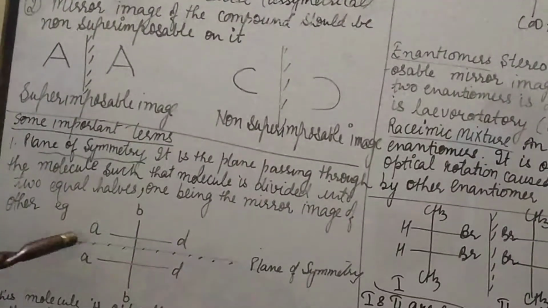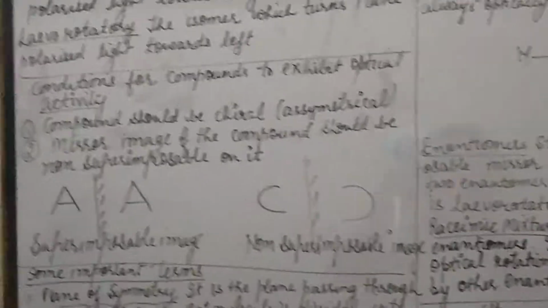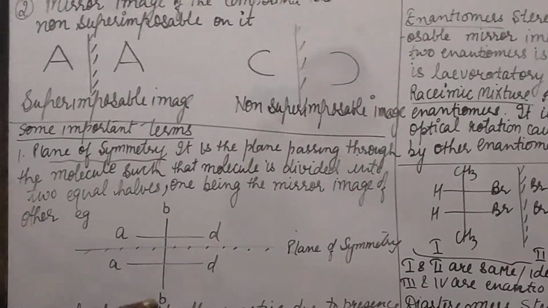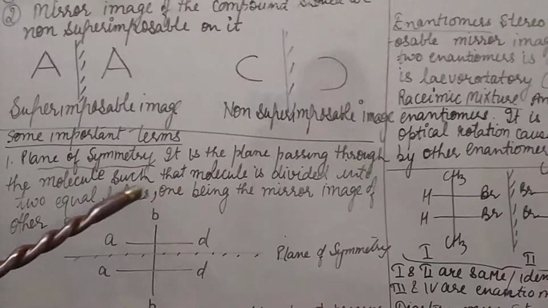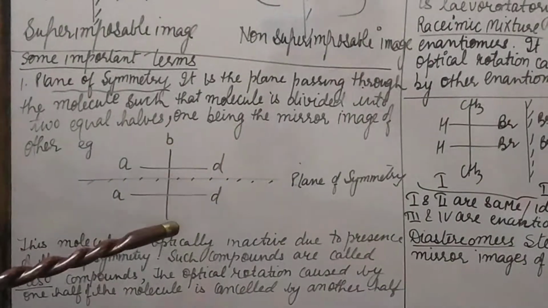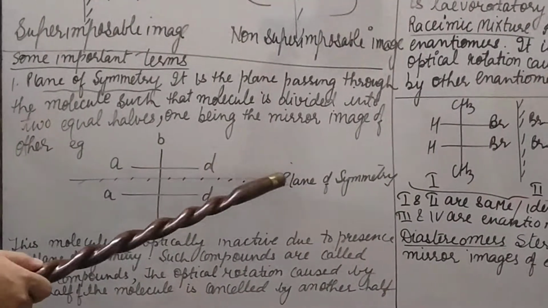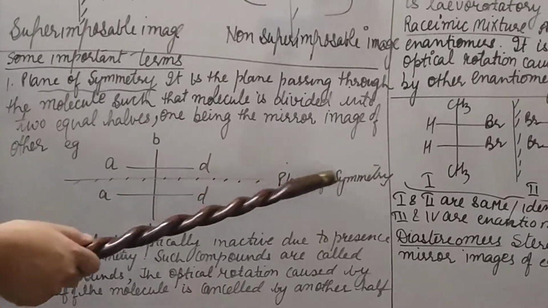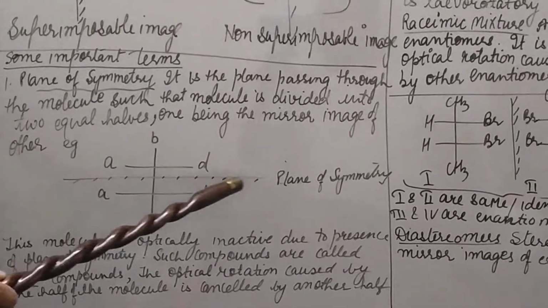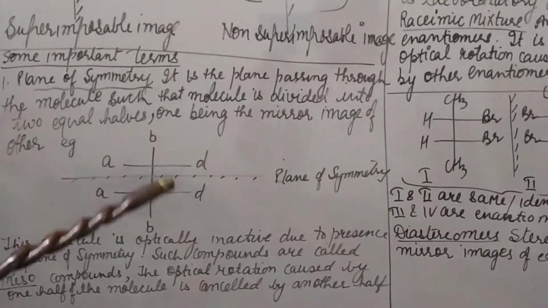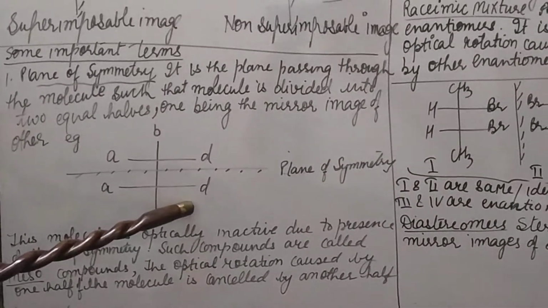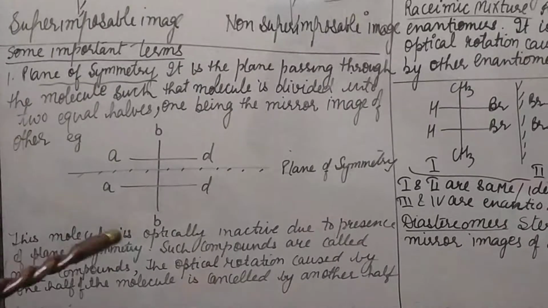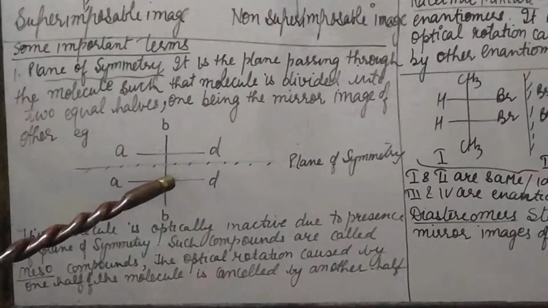So let's talk about plane of symmetry. It's a plane, or we can imagine a mirror here. It is a plane passing through the molecule such that the molecule is divided into two equal halves, one being the mirror image of the other. As we can see, this half part is the mirror image of the other half part, and this plane where we have kept the mirror is called the plane of symmetry. So this plane would just behave like a mirror, forming these mirror images. This molecule is optically inactive because it has a plane of symmetry.